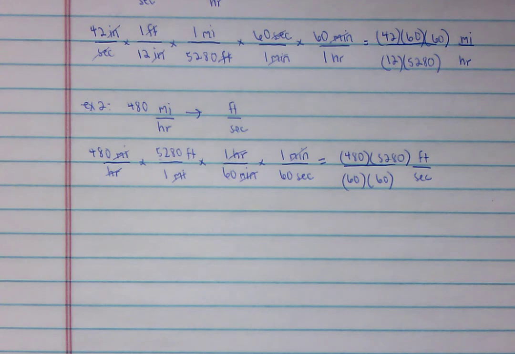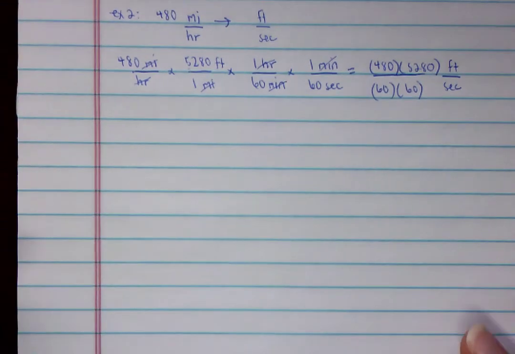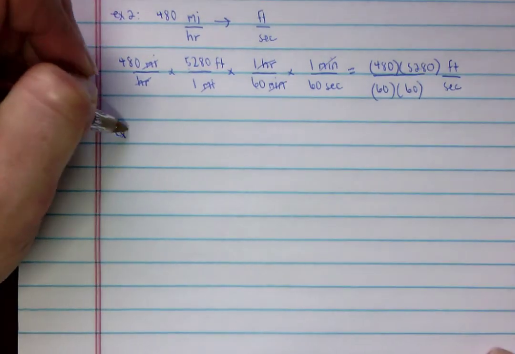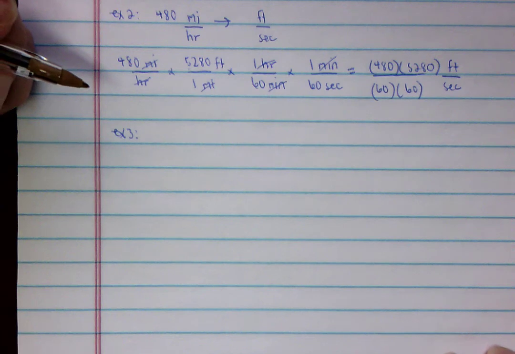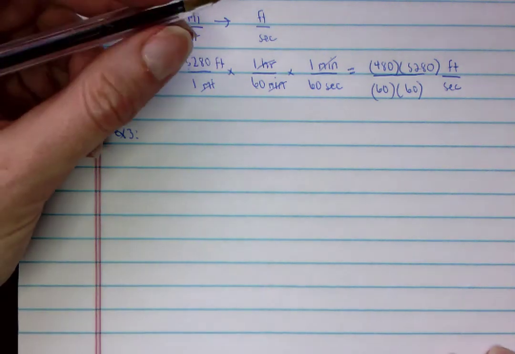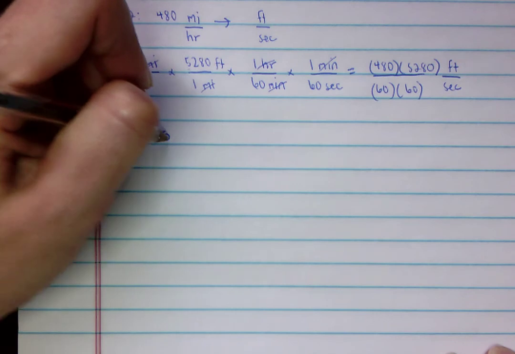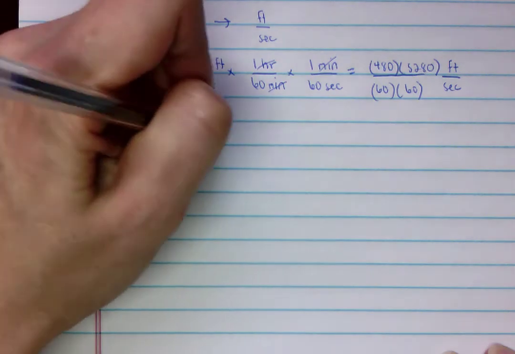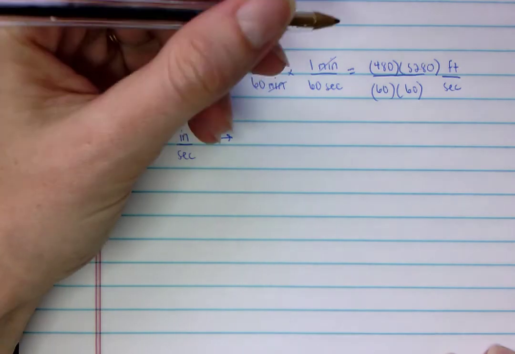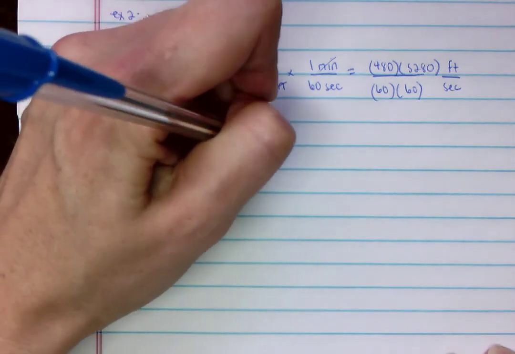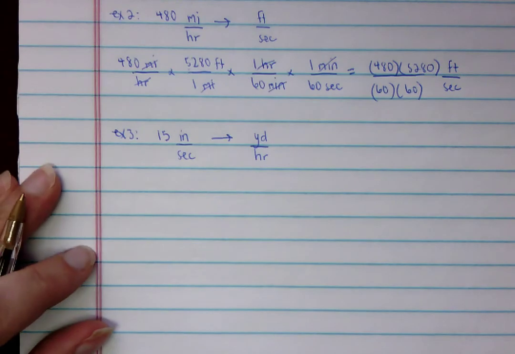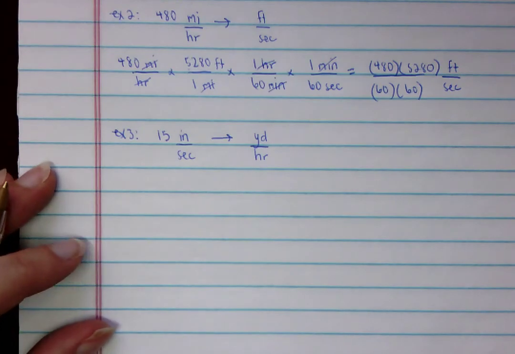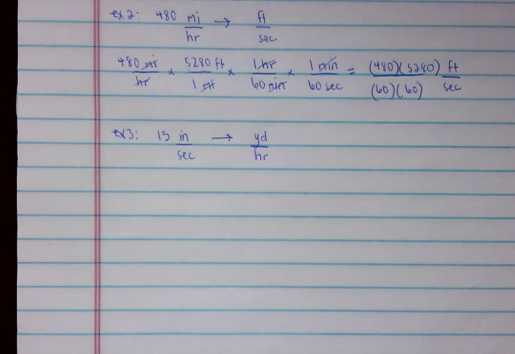Okay, one more, just because we're going to work with some slightly different units. We're going to be working with yards. So I just wanted to go over that. So convert 15 inches per second, so that's kind of similar to what we were doing, convert that to yards per hour. Okay, so if you want to pause the video, you can, and see if you can convert it on your own. I'm going to go ahead, though, and do this now.